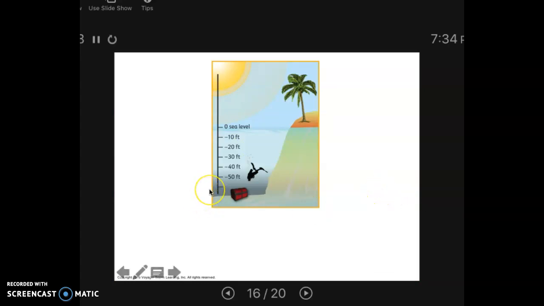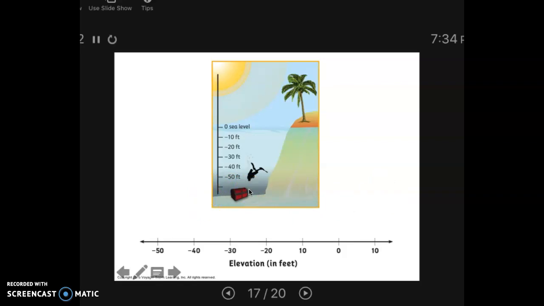Elevation is another way to think about negative integers. Using a number line helps us see the change in elevation. When something is at sea level, we say that its elevation is at 0 feet. The diver starts at sea level and dives down 50 feet. Now the diver's elevation is -50 feet, or 50 below sea level.